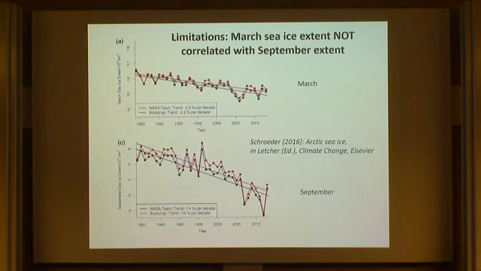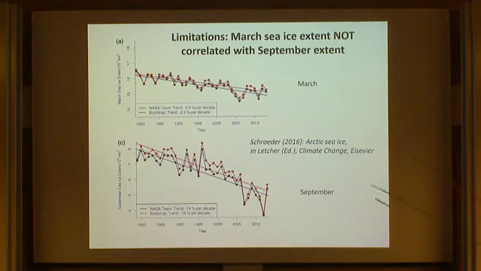There are quite a lot of limitations. For example, when you look here, I showed this figure before, the variability of the March ice extent and the September ice extent, you can actually see that they both have a linear decreasing trend, but they are totally uncorrelated. So the variability in March has nothing to do with the ice extent variability in September.